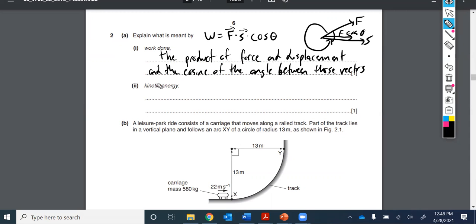What is meant by kinetic energy? This is energy of motion. And we could say that kinetic energy equals 1/2 mv squared. So you want to explain what is meant by it. It's the energy that an object has due to the fact that it's moving with non-zero velocity. And we can calculate the kinetic energy, just to remind ourselves, as 1/2 mv squared.